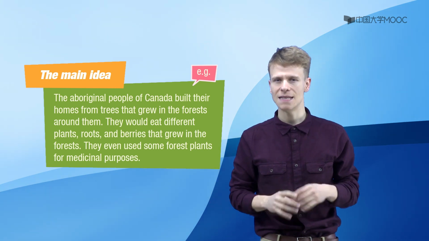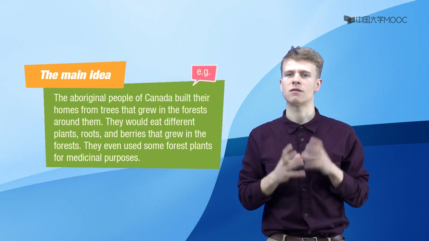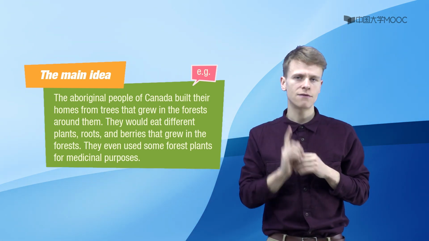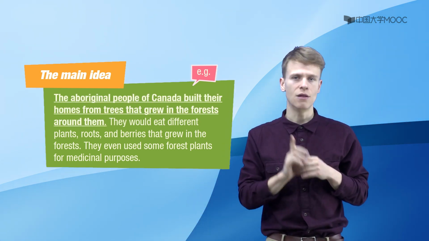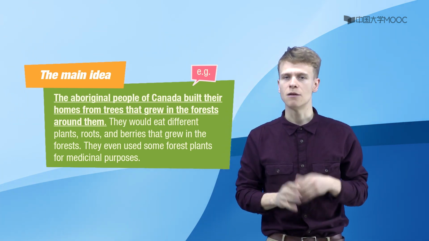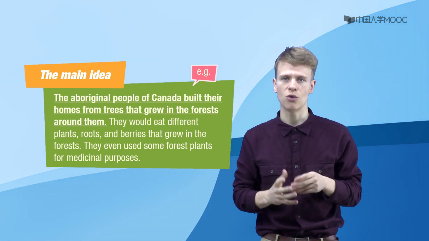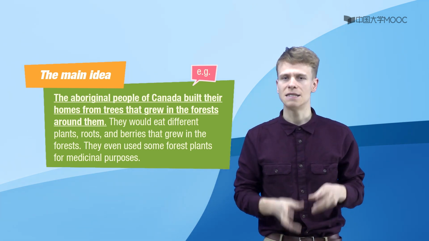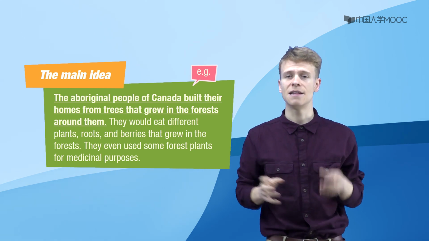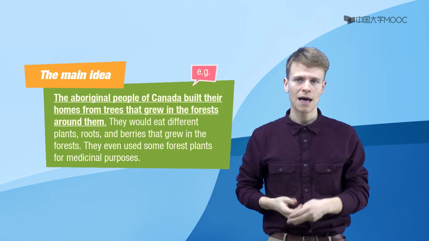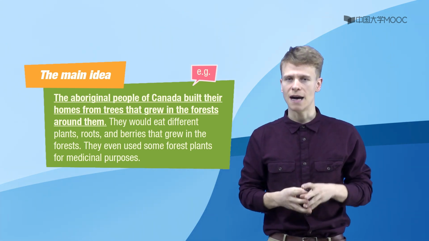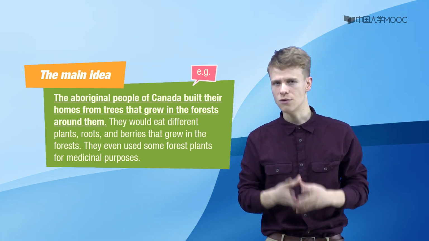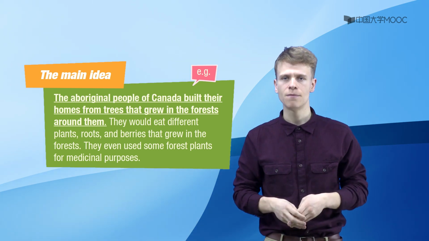What is the main idea here? What is the main thing that the speaker is trying to tell you? If you listen to the first sentence, the Aboriginal people of Canada built their homes from trees that grew in the forests around them, it doesn't state the main idea. The main idea in this example is implied. You have to figure it out from the details. Ask yourself, what do the details have in common?